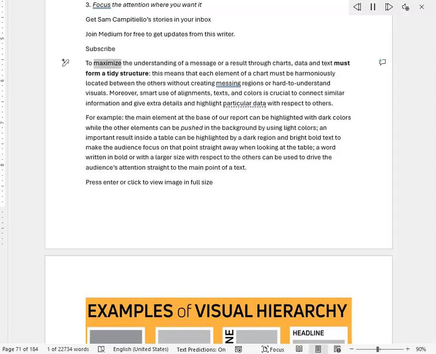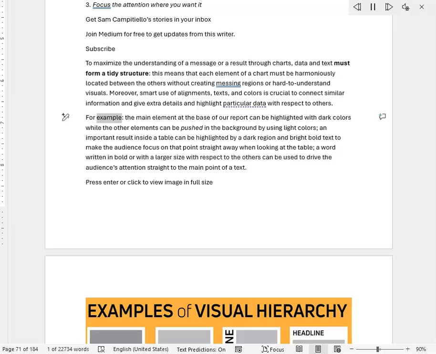To maximize the understanding of a message or a result through charts, data and text must form a tidy structure. This means that each element of a chart must be harmoniously located between the others without creating messy regions or hard-to-understand visuals. Moreover, smart use of alignments, texts, and colors is crucial to connect similar information, give extra details, and highlight particular data with respect to others.